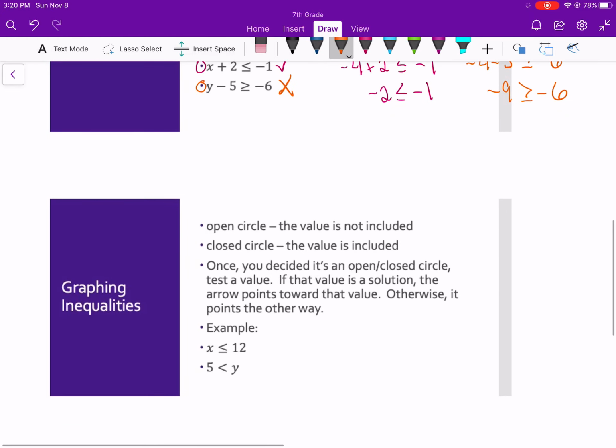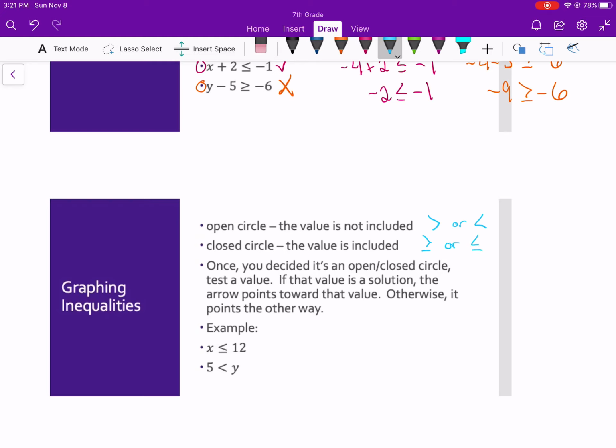Then when we're graphing inequalities, there are a couple things we want to look at. The first thing we always want to look at is whether there's going to be an open circle or a closed circle. An open circle is where the value is not included, so that's going to go with greater than or less than. A closed circle is where the value is included, so that's going to work with greater than or equal to or less than or equal to.